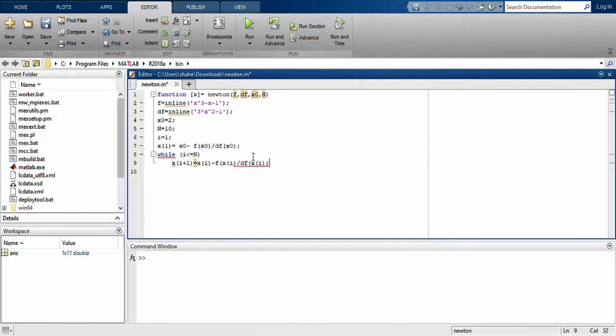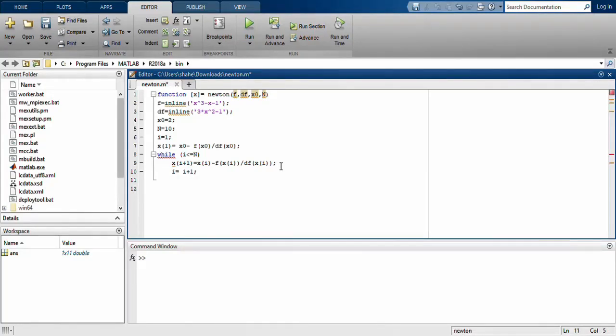Make sure that I haven't made any mistake here. So this is the iterative formula, and now the values of I are updated. To update that value, I is equal to I plus 1. We make sure that we haven't made any mistake.